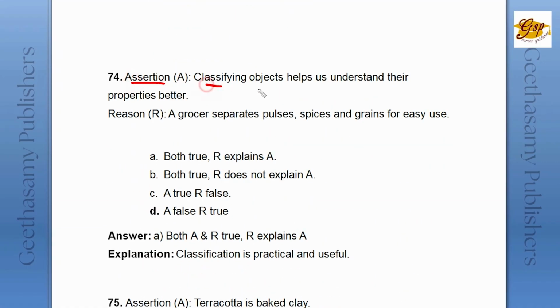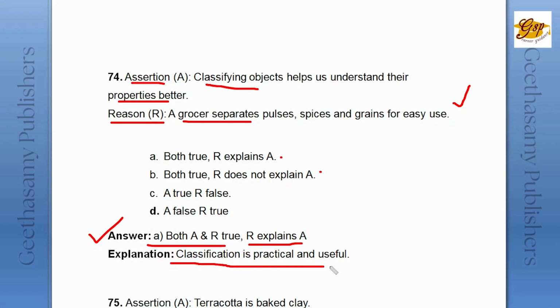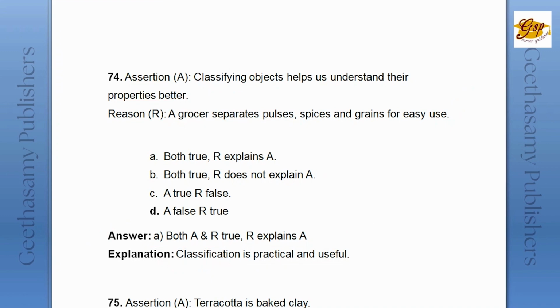Assertion: Classifying objects helps us to understand their properties better. Reason: A grocer separates pulses, spices and grains for easy use. Both are true and R explains A, both are true but R does not explain A, A true and R false, A false and R true. The correct answer is A: both A and R are true, R explains A. So the classification is practical and very useful.